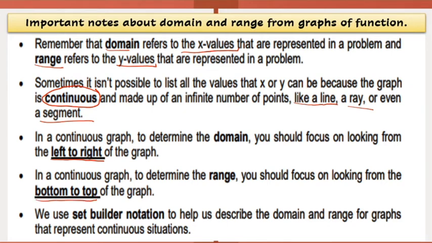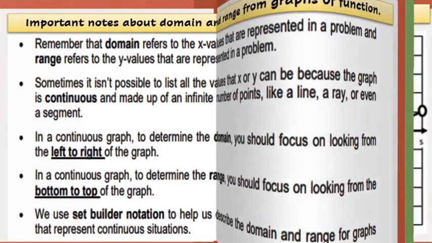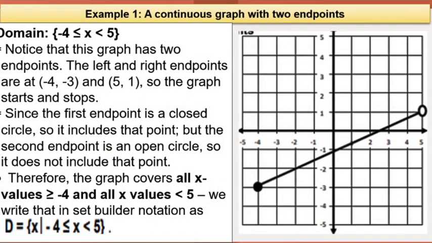And then, sa pagsulat natin ng domain and range, ginagawa lang natin is curly brace, tapos susulat lang natin yung domain and range. Dito, ang tawag natin ay set builder notation. Okay, let's have an example. So, ito yung example ng tinatawag na continuous graph with two endpoints. So, ito ay example ng isang segment.